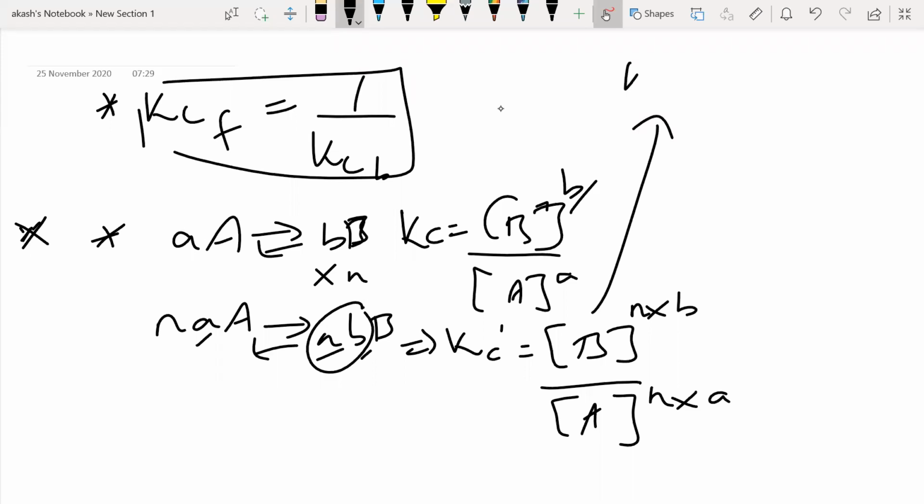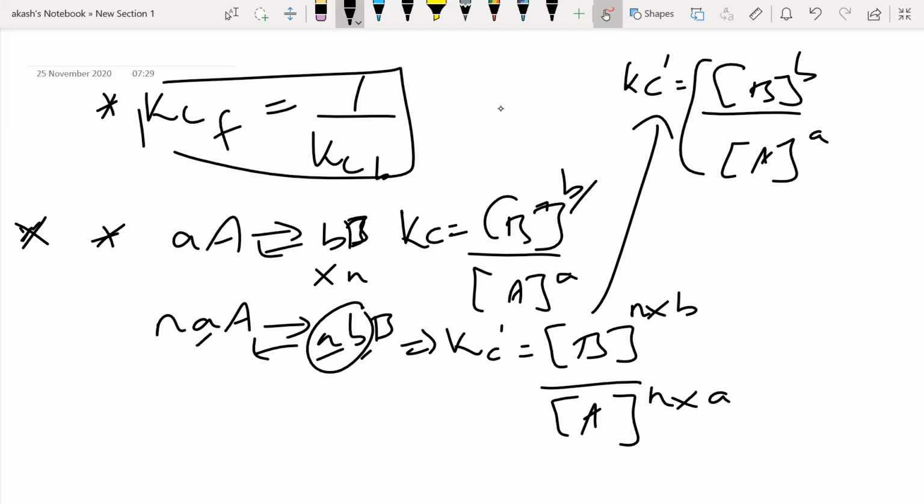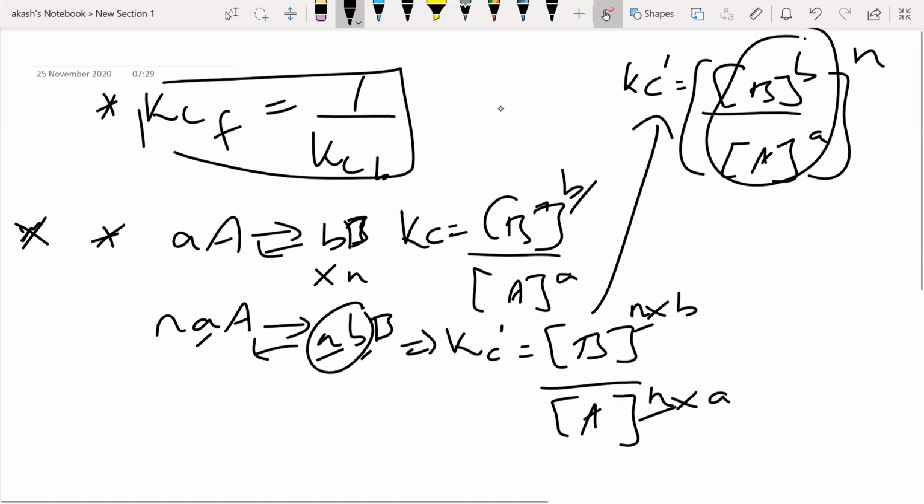Now this I'll be able to write as Kc dash is equal to B power b divided by A power a. Can I write it like this, whole power n? Yes, right? So this n and this n, I can just put outside the bracket. And obviously I write B power b by A power a, the whole power n. What is this inside the brackets? Kc, obviously, right?